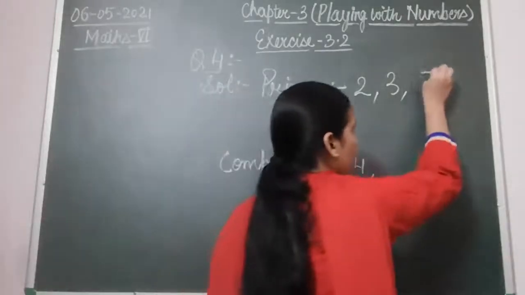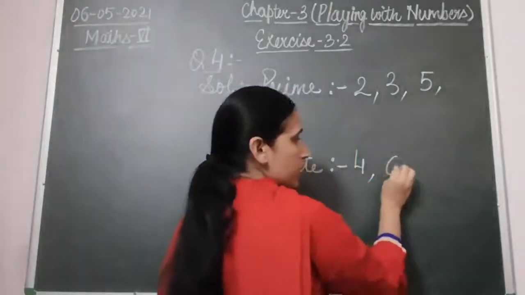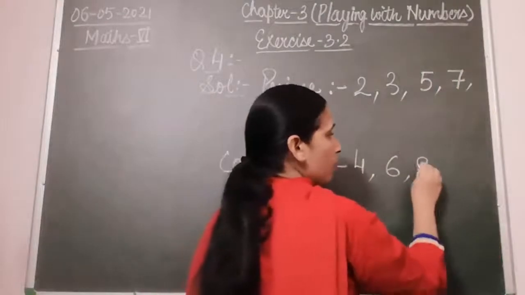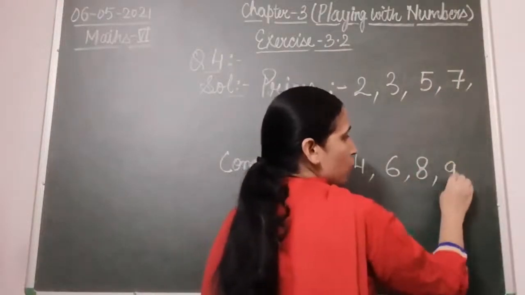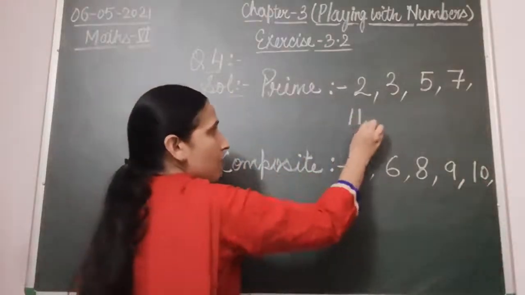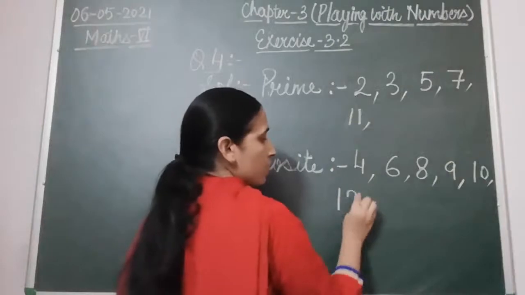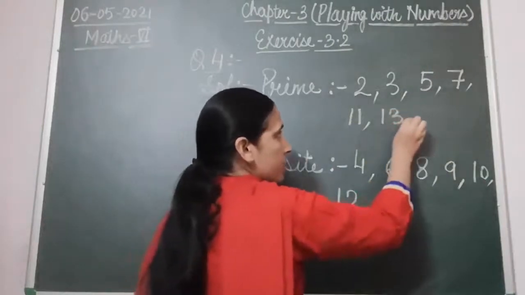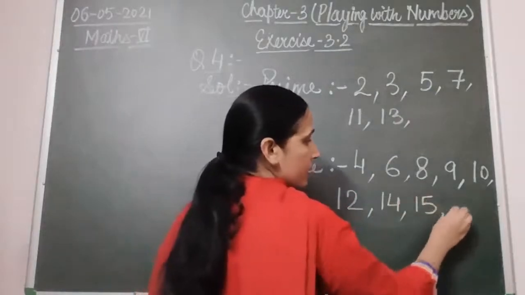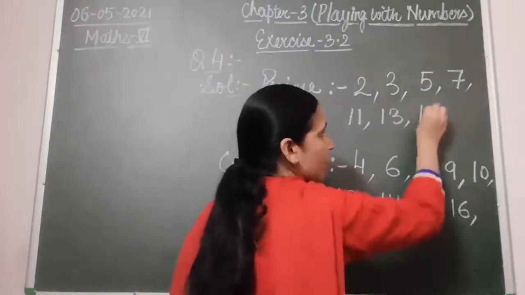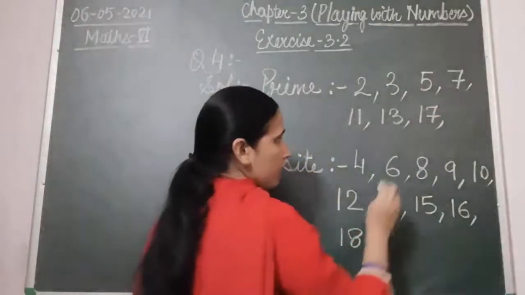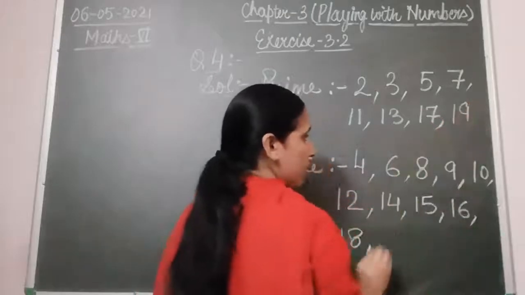Now 5 again is a prime number. Then 6 composite number. 7 prime number. 8 composite. Then 9 is also composite. 10 is also composite. Now 11 is a prime number. 12 is a composite number. 13 is a prime number. 14 is composite. 15, 16, then 17 is a prime number. Then 18, then 19 is a prime number.